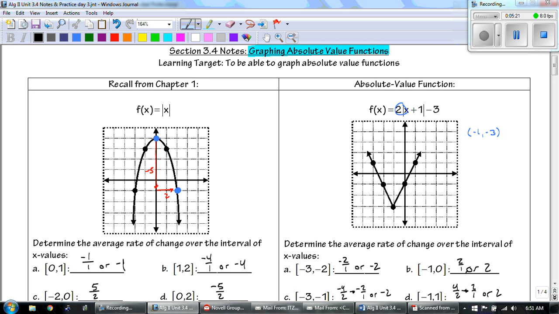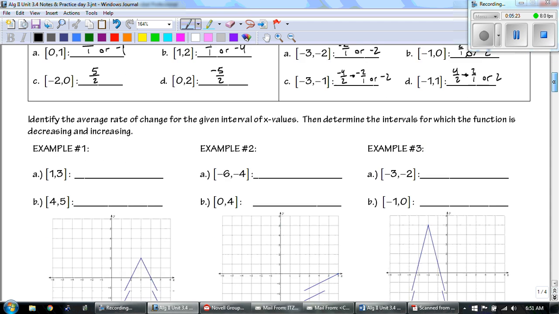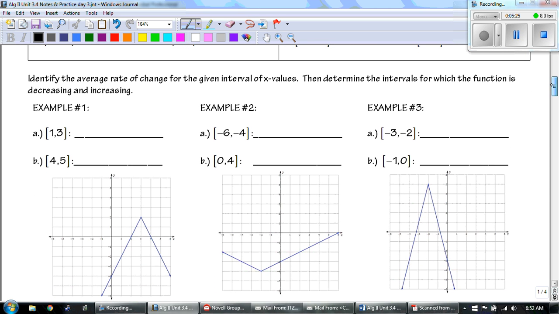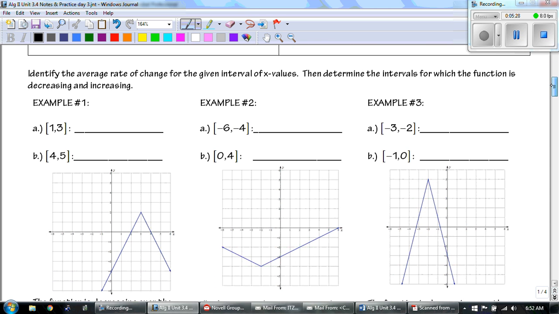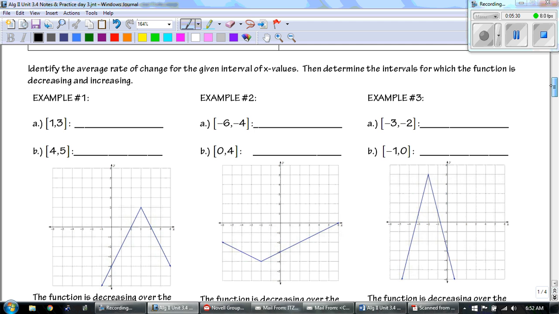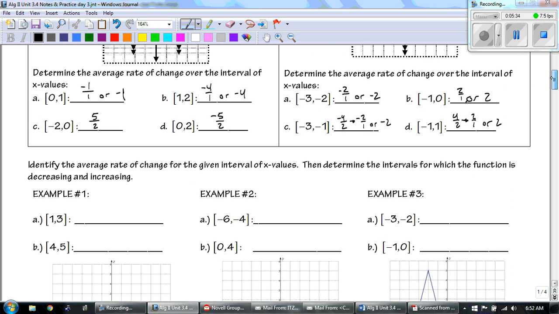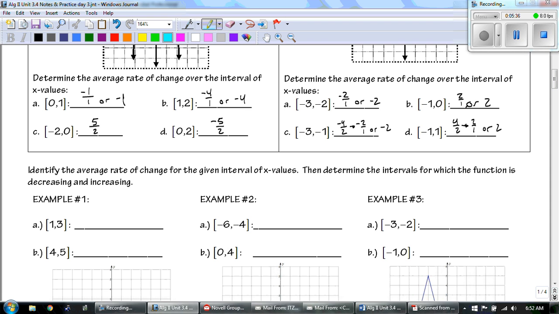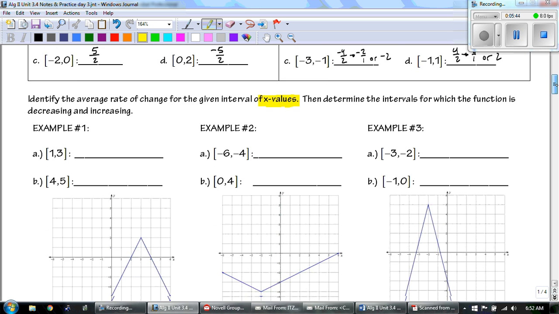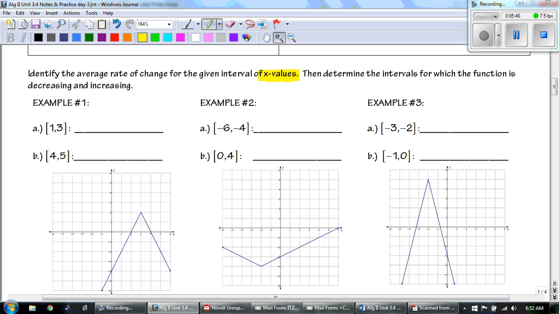Okay, so identify the average rate of change for the given x intervals, then determine the intervals for which the function is decreasing or increasing. So the key thing to remember is that all of these are the x values. Okay, those are always, always, always our x values.